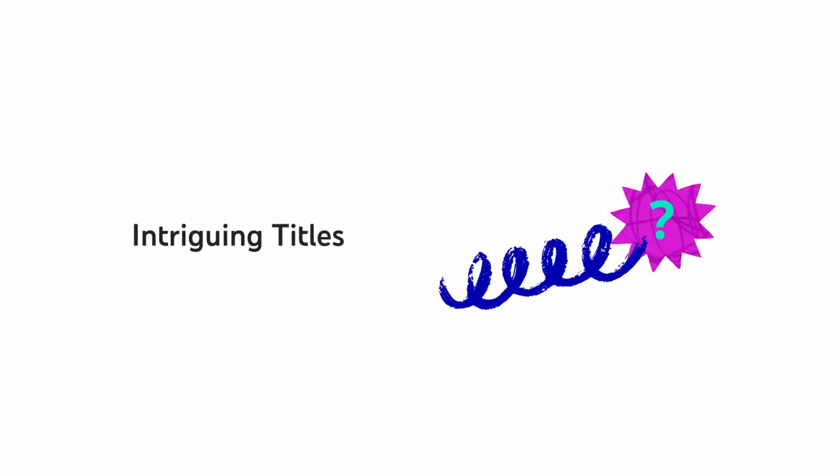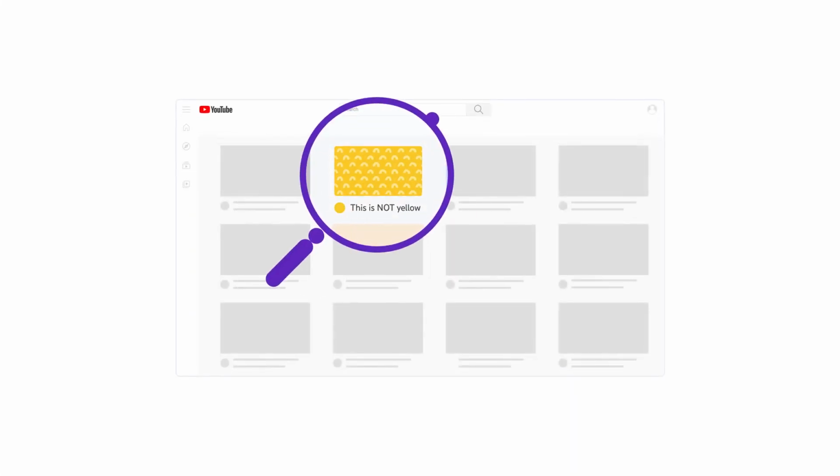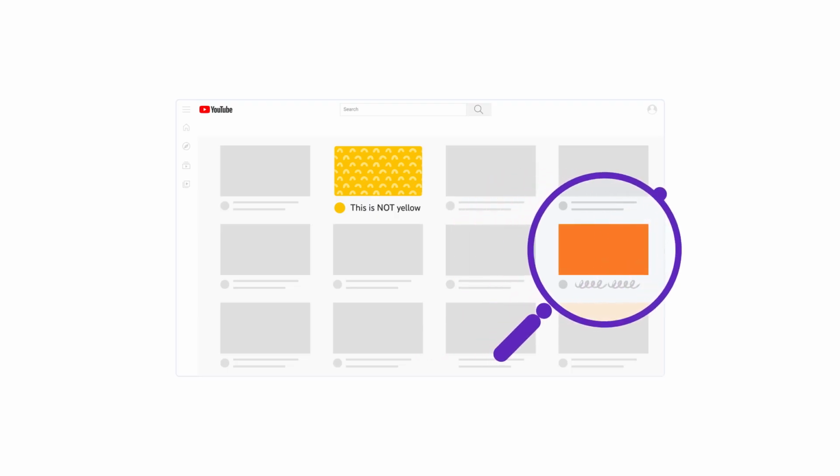On the other hand, intriguing titles focus less on searchable keywords, but instead create a strong curiosity in the viewer. And they often have a more creative relationship with their accompanying thumbnails. An example of an intriguing title could be something like, "This is not yellow." These types of titles often appeal to viewers who may not be looking for topic-specific content. But both types of titles can be successful with viewers. It's up to you to decide which works best for the content you're creating.